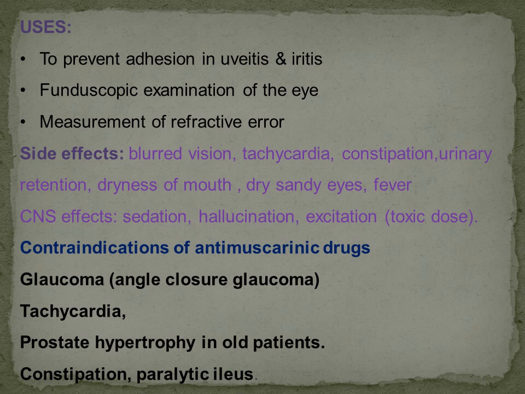Okay? What are the contraindications of antimuscarinic drugs? Contraindications: number 1, glaucoma. 2, tachycardia. 3, prostate hypertrophy in old patients. 4, constipation and paralytic ileus. These 4 situations are absolute contraindications for antimuscarinic drugs.